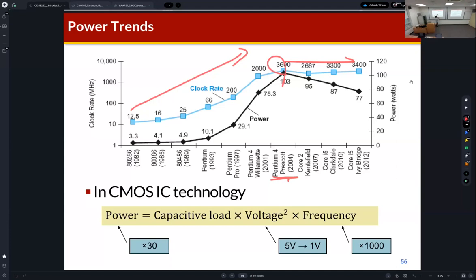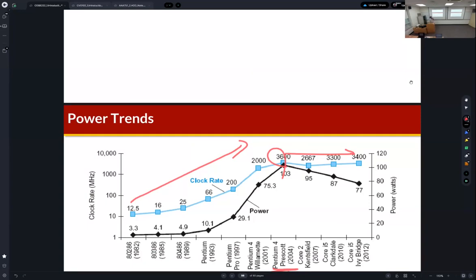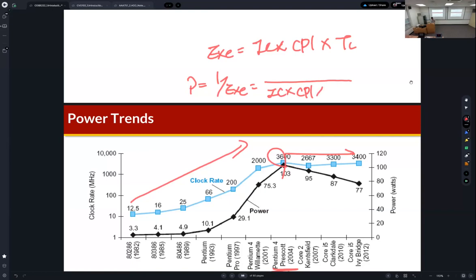It's nearly the same. Okay, so when you learned about the performance of a computer system, what's the execution time? Execution time is instruction count, CPI, and clock period. And then performance is one over execution time, right? So this is the instruction count, CPI, clock period, one over. Then we can rewrite this equation as instruction count multiplied by CPI, and clock frequency, right?